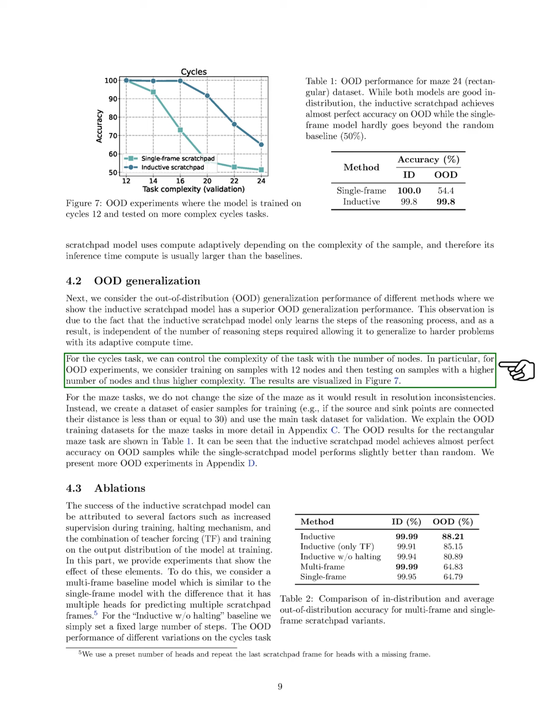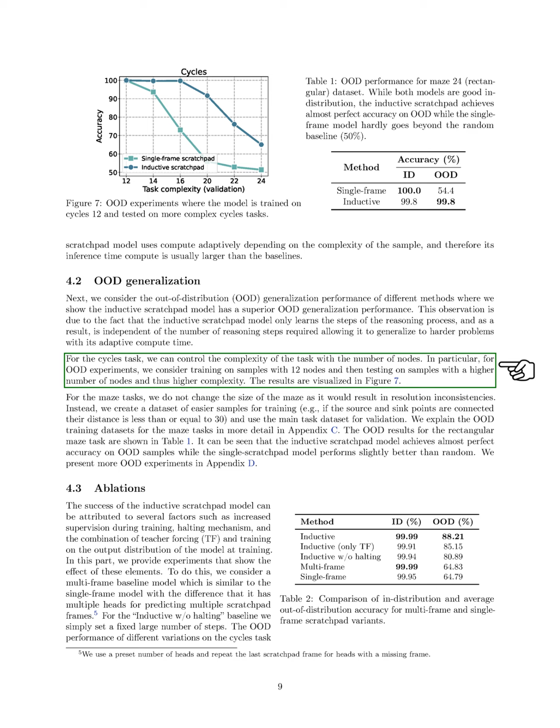For the maze tasks, we maintain a consistent maze size to avoid resolution issues. Instead, we create a simpler training dataset, where the distance between connected source and sink points is 30 or less, and use the main task dataset for validation. We provide further details on the OOD training datasets for the maze tasks in the appendix.